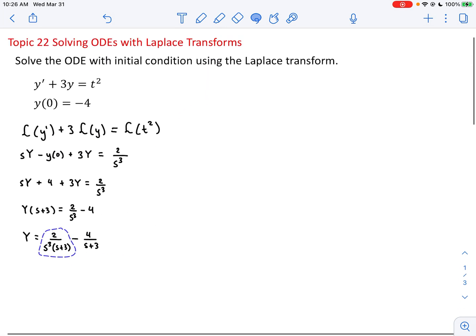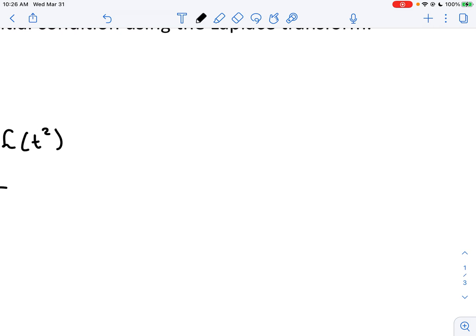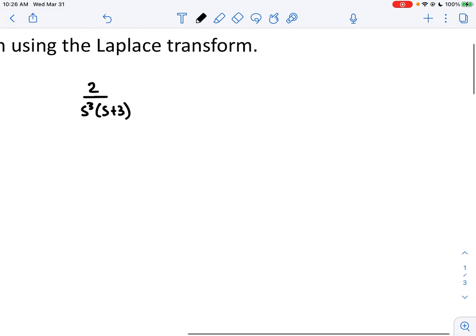I'm going to do that work over here on the side. I'll begin by writing down 2 over s cubed times s plus 3. This is what needs to be decomposed. The first rule is that I see there are, in fact, a total of 4 factors here, right? There's s, s, s, and s plus 3. So I'm going to decompose into 4 fractions.